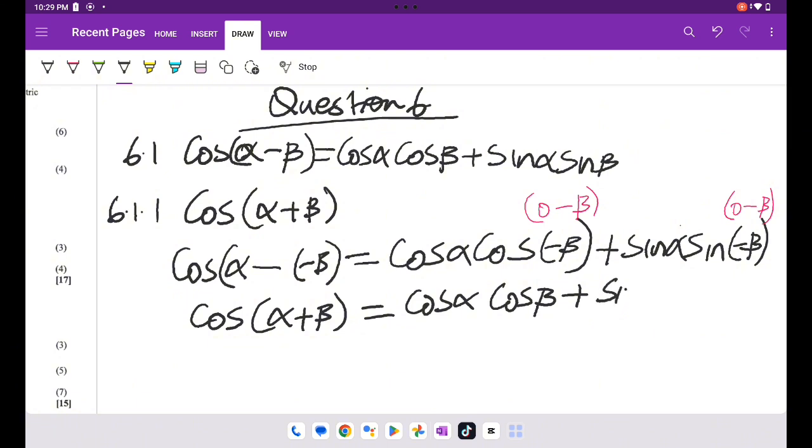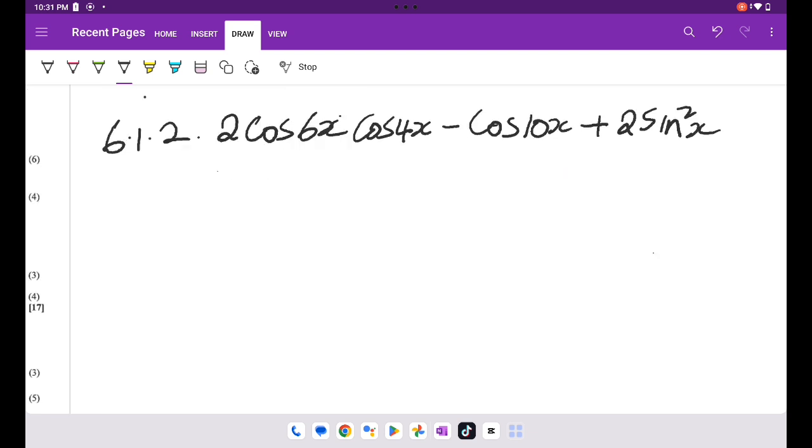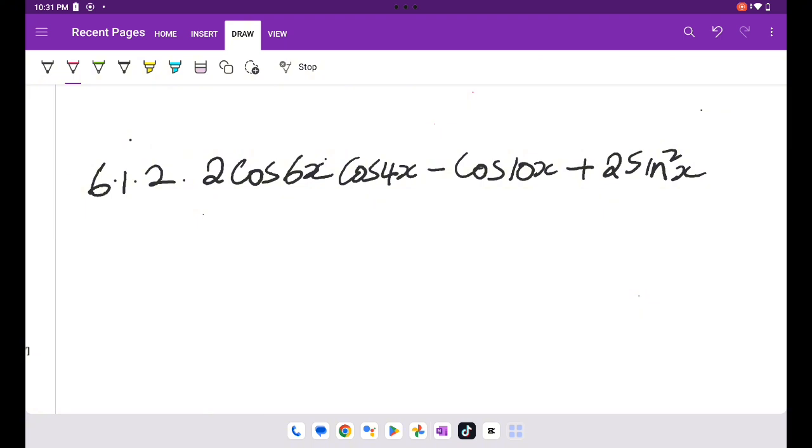Plus sine of alpha. Now 0 minus, we said, is the fourth quadrant, but sine in quadrant 4 is negative, so it's going to be negative sine of beta. Rewriting this, we will have cos alpha cos beta, a negative and a positive, so that would be minus sine alpha sine beta. So that is 6.1.1.